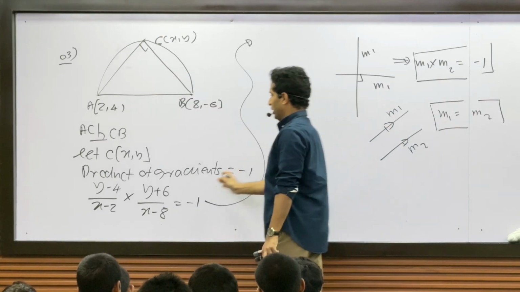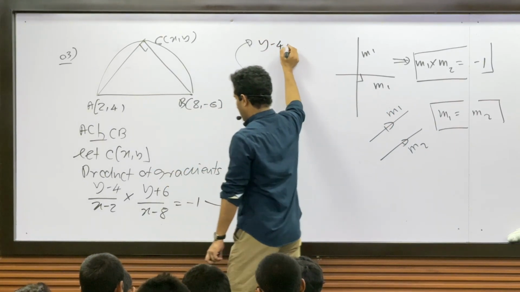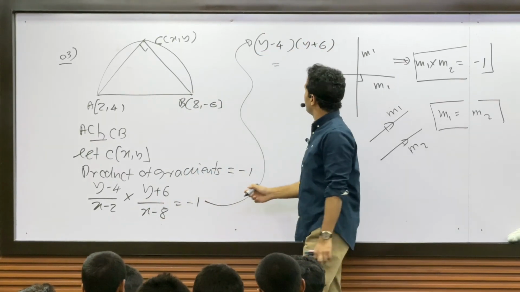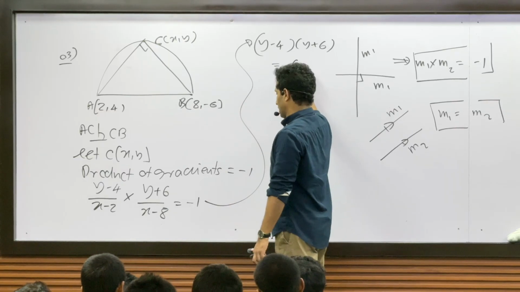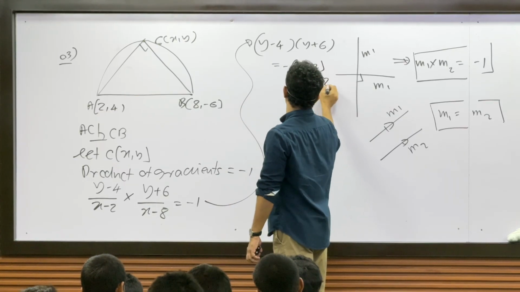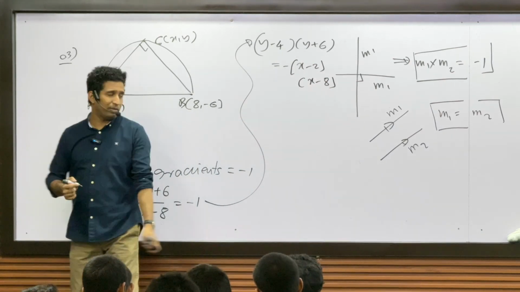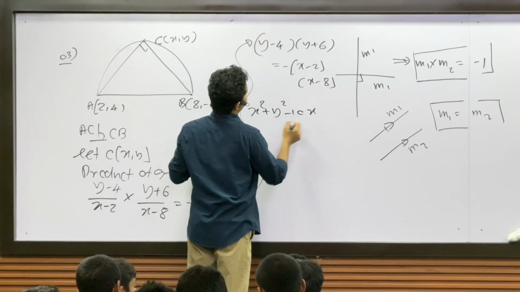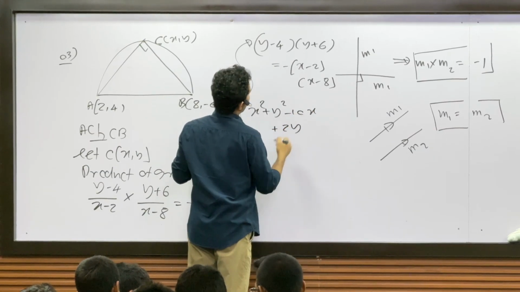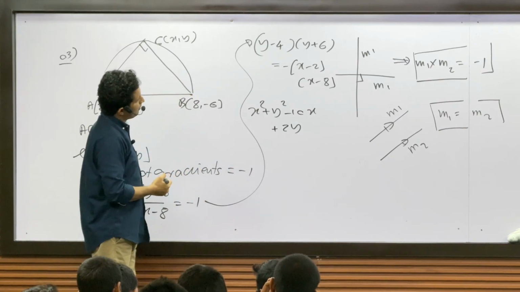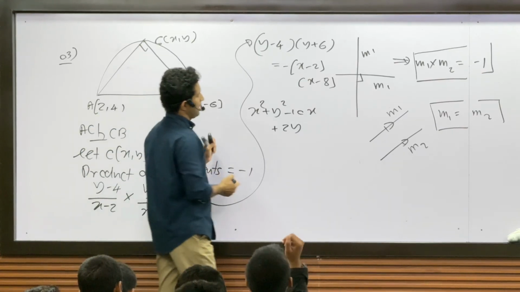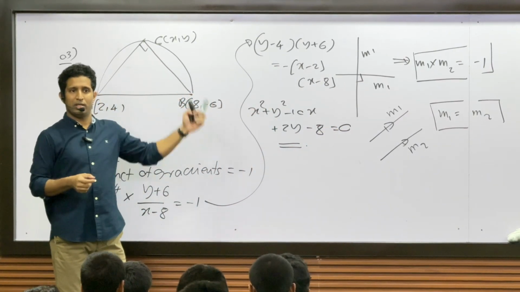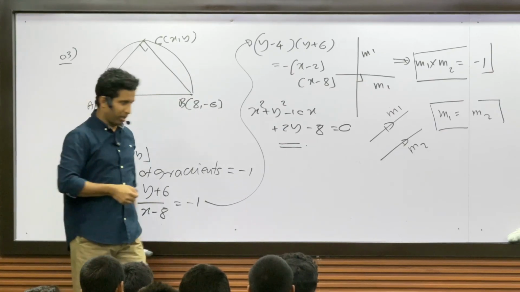Now when you take the product of these, y minus 4 times y plus 6 equals minus times x minus 2 times x minus 8. When you take everything to one side, finally you will get x squared plus y squared minus 10x plus 2y minus 24 plus 16 minus 8 equals 0. Is that the answer? Anyone of you got this one? Same. Okay. Right.